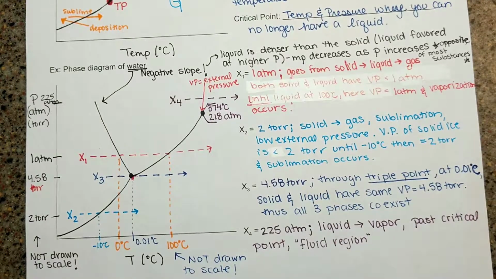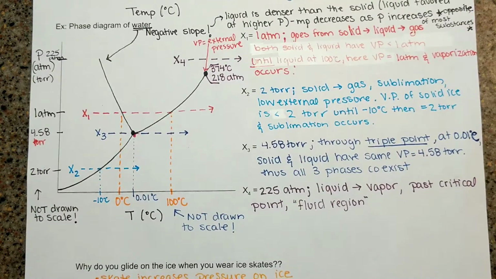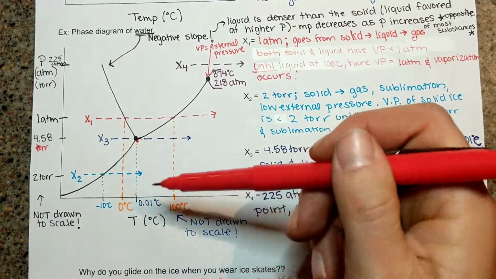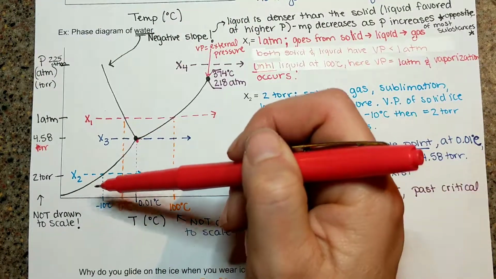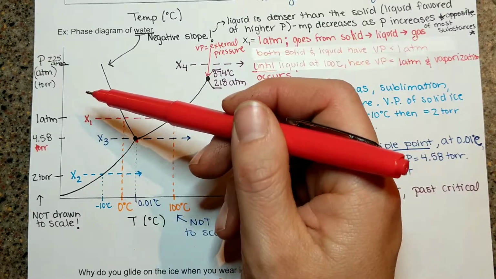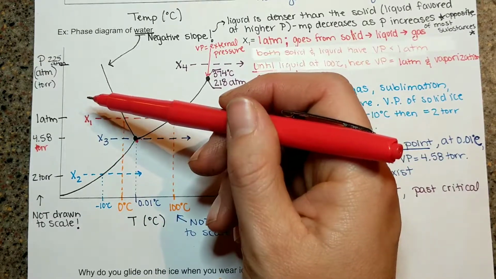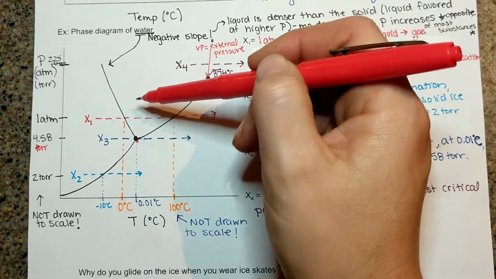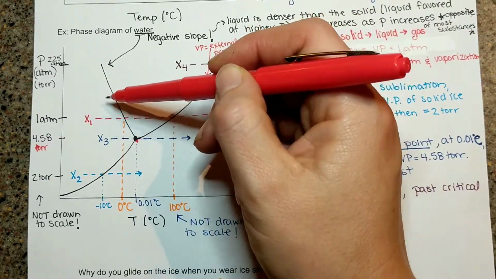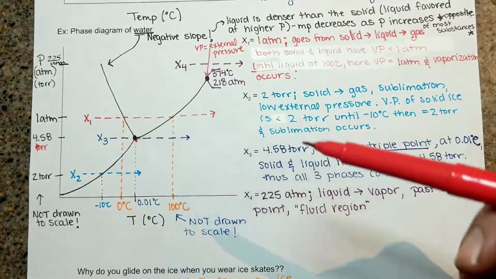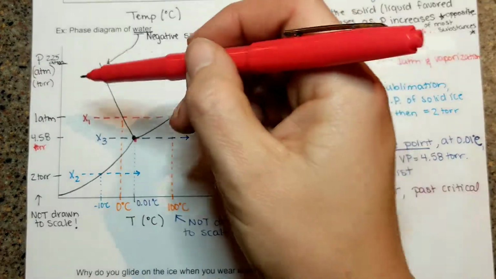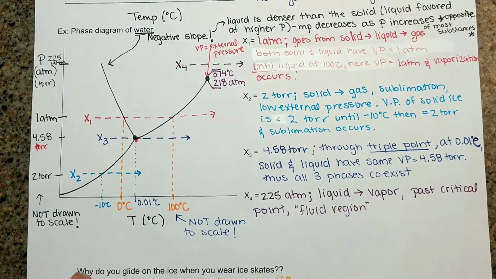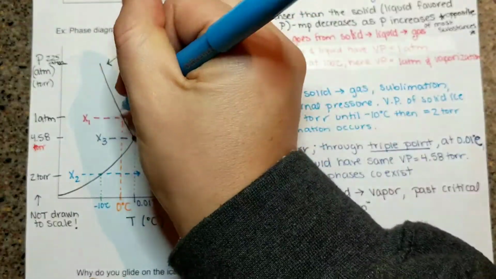So this leads us to the question of why do we glide on the ice when we ice skate? Well, when you're wearing an ice skate and your ice skate is on top of the ice and you're standing on it, you exert pressure on the ice. So if I have a solid and I'm exerting pressure, I'm increasing the pressure. So let's say I'm here at atmospheric pressure, at 1 atmosphere.